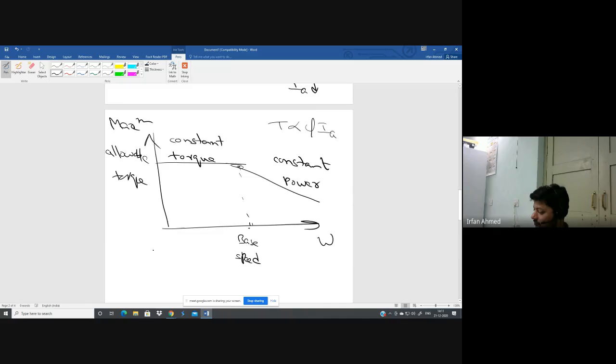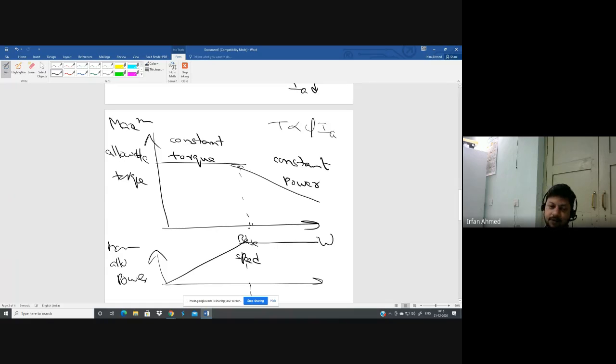Similarly, if you draw for maximum allowable power, how will be the characteristic? This is the characteristic, constant torque, and after this, constant power. Correct? Because here you are increasing the voltage, so your power is increasing. After this, you are keeping both the voltage and the current constant, so you are getting constant power.